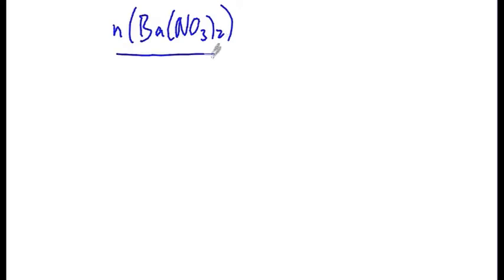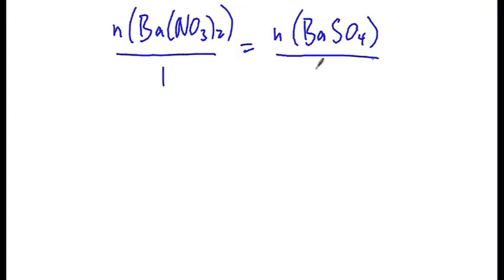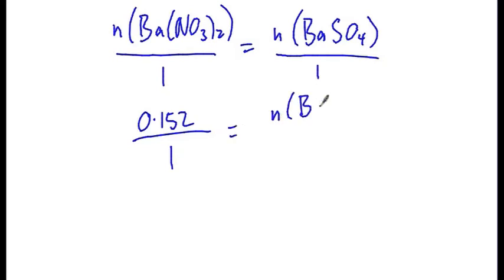So let's do that. We take the part that we like, that's useful to us. So the two parts that we're interested in are the barium nitrate over its coefficient and the barium sulfate over its coefficient. Substitute in the numbers, so we calculated that it was that many moles of barium nitrate, and we don't know this one yet.